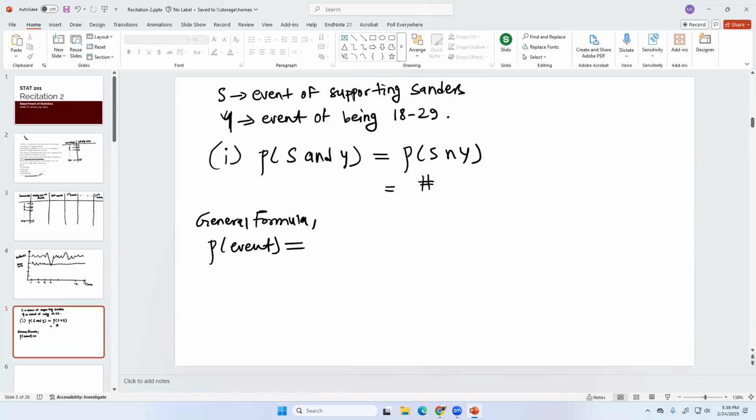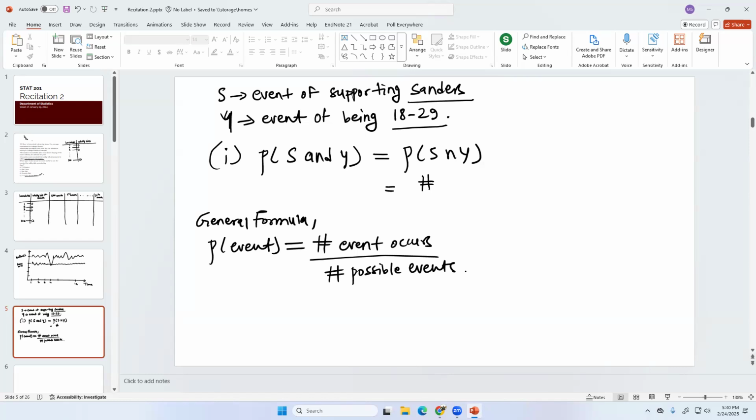The number of event over the total. It's the number of times the event occurs divided by the total number of possible events. So you can use this same logic here. So it's asking what is the probability that somebody is between age 18 and 29 and they also support Sanders, right? So that's what this is asking.